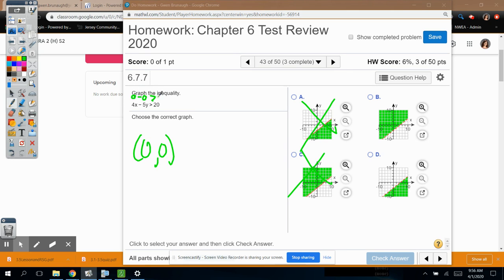0 minus 0, is that greater than 20? Is 0 bigger than 20? The answer is no, false. So 0, 0 needs to not be shaded. The answer is going to be D.